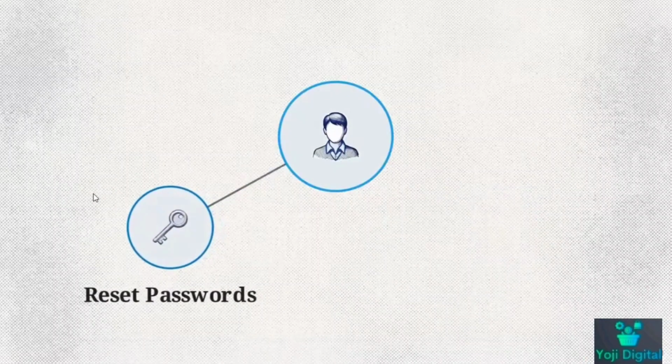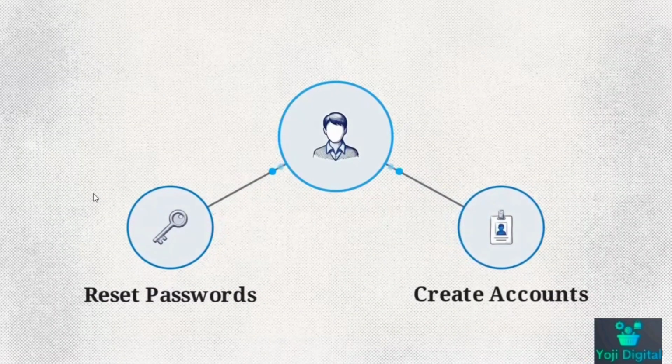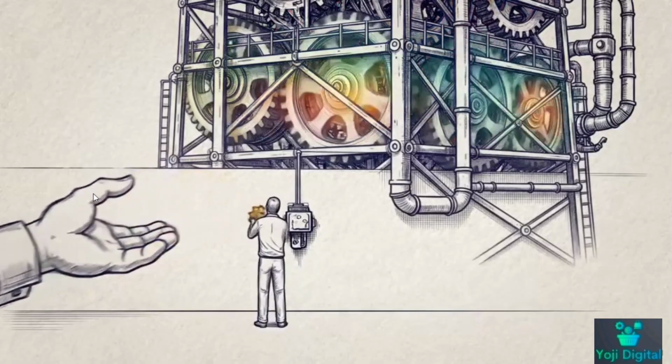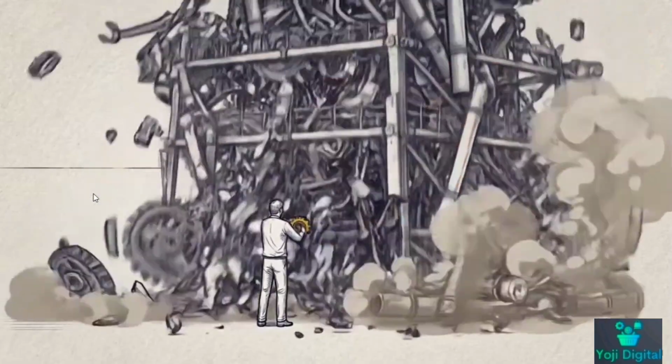Imagine a team member who only needs to reset passwords or create new user accounts. It's a simple daily task. But in a complex environment, giving someone the power to turn a single gear can destabilize the entire system.